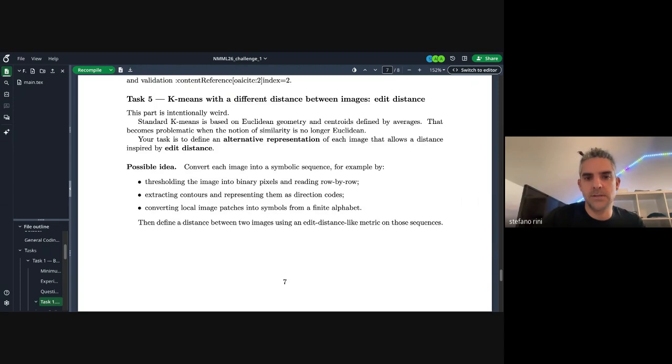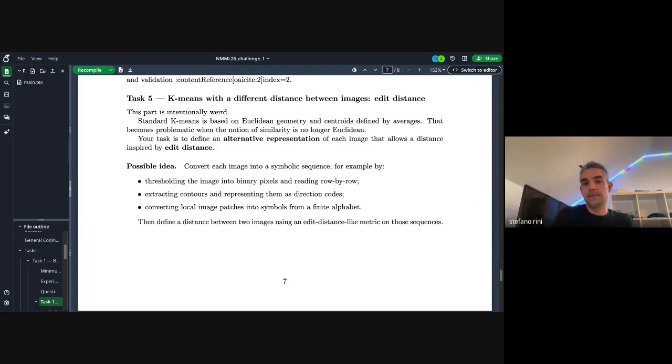And then the last one is for using the edit distance, okay? You can represent the data in binary, and then once you represent it in binary, you can apply the edit distance.